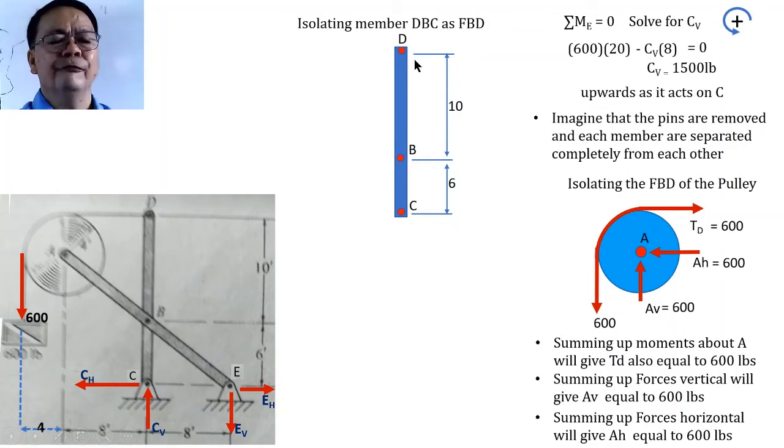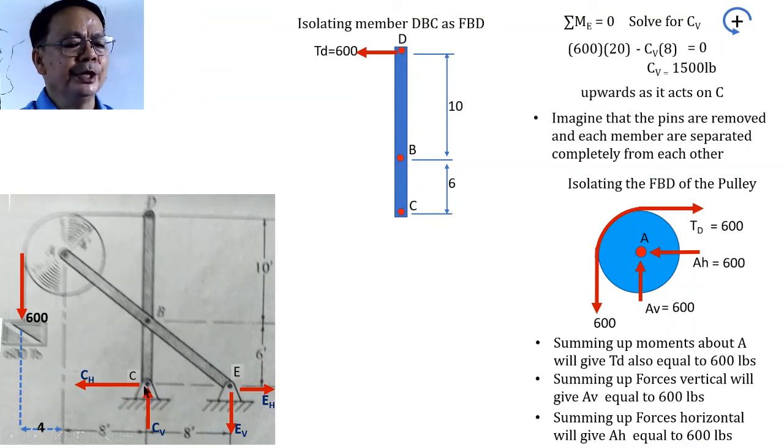Now, after we have isolated the member DBC, let us show how this DBC is interacting with the other members of the structure. At point D, this DBC is interacting with the pulley by means of the cable. So we would expect that at point D there would be a tension exerted by the cable acting horizontally, and we have to show that force. The magnitude is already taken to be 600, and therefore we define that as T sub D equal to 600.